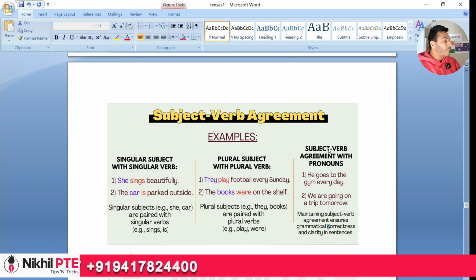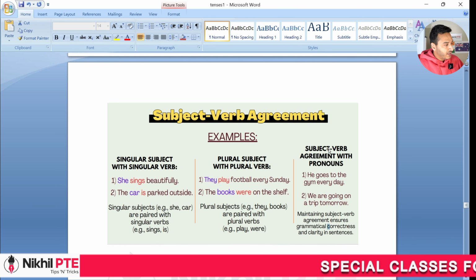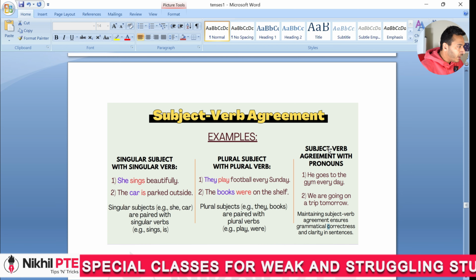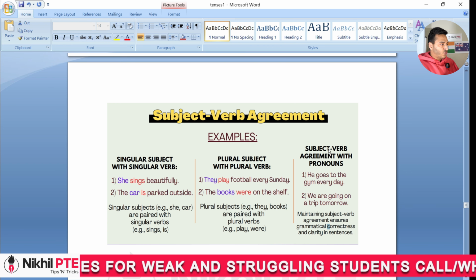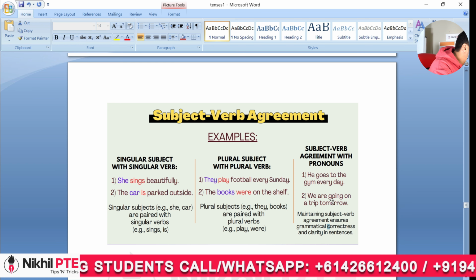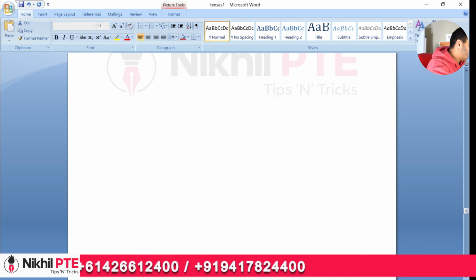Now talking about subject verb agreement with pronouns. He goes to the gym every day. Subject is he, goes is the verb. So that is a pronoun actually. He means pronoun. We are going on a trip tomorrow. Simple.